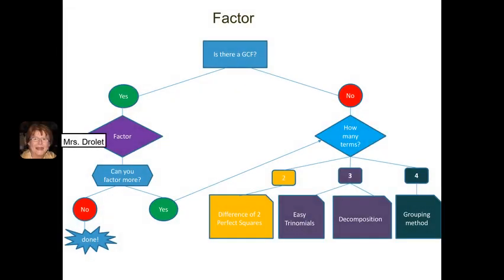Just like in the prior voice threads, you have this chart. You have this mind map that will help you decide what factoring method to use. Always ask yourself the question, is there a GCF? If there is none, ask yourself how many terms. So in this voice thread, there will be 3 terms, but it's going to be the decomposition because there will be a coefficient other than 1 with the variable squared.